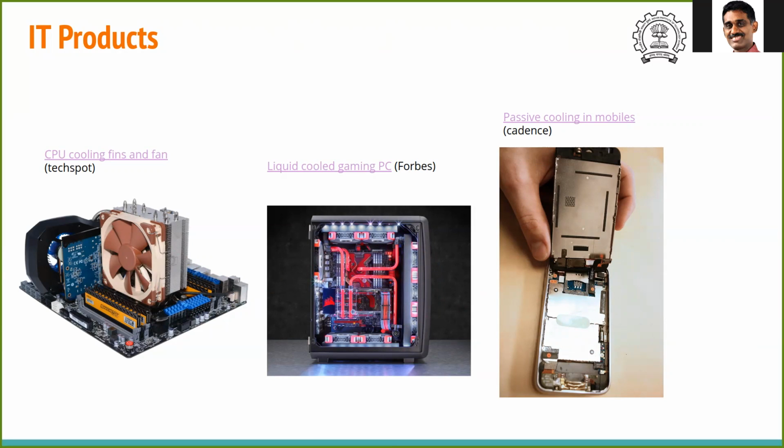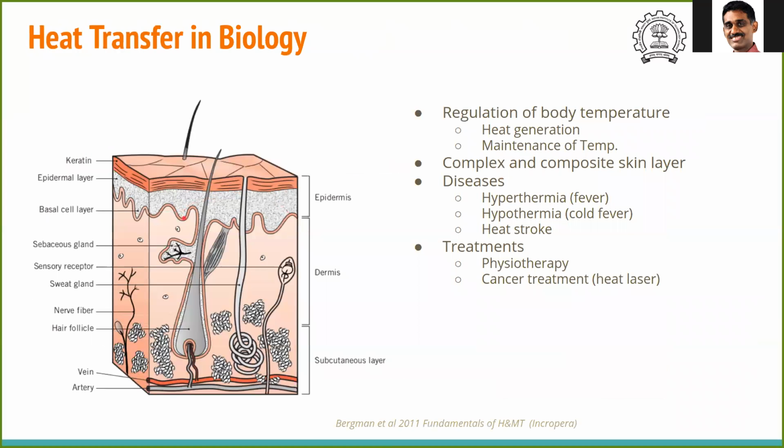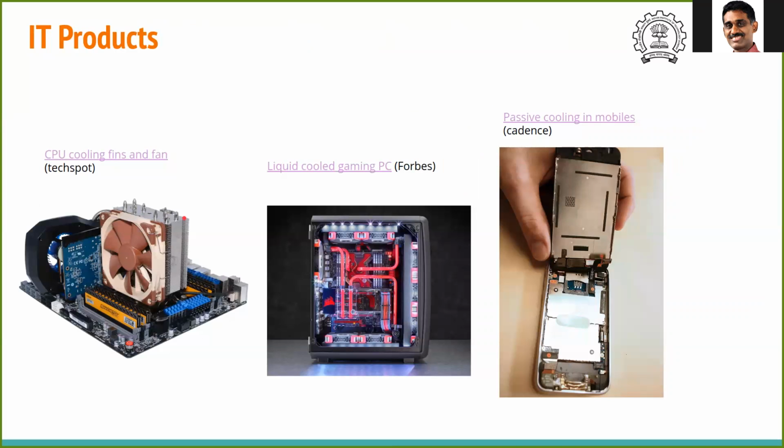clocking. And the clock speed of this microprocessor is very much dependent on the temperature. So if the temperature increases, the clock speed is going to come down. So it is very important that the temperature of the microprocessor is controlled in an efficient way. So in all these things, a good heat transfer design becomes important.